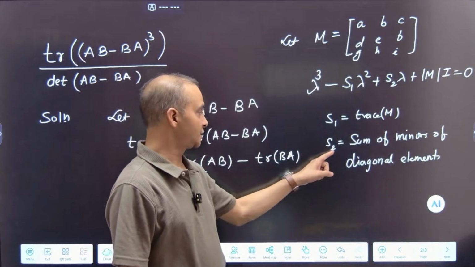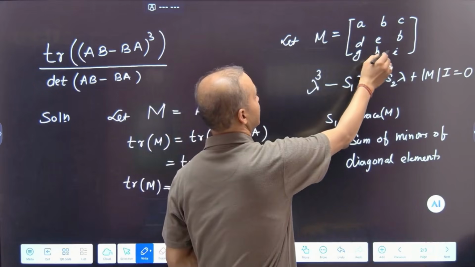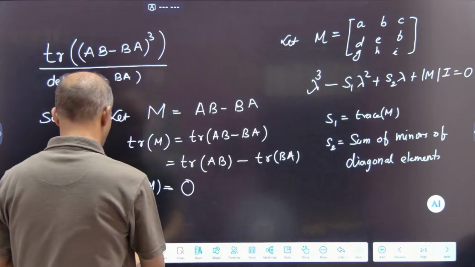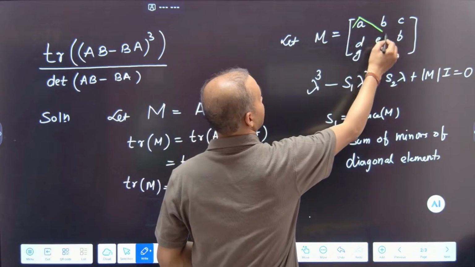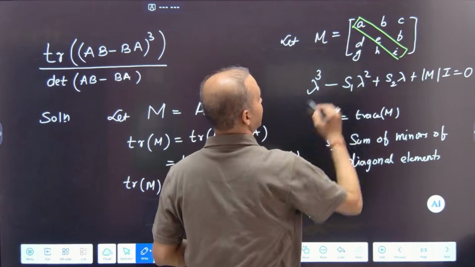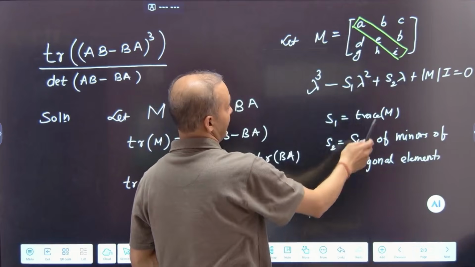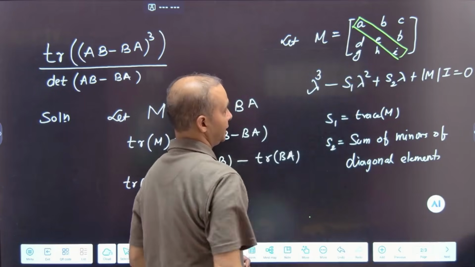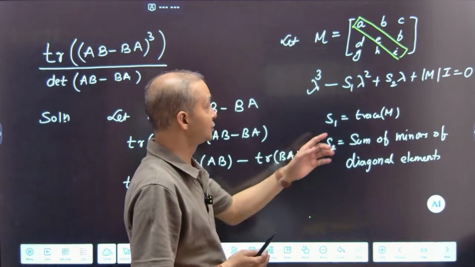So this is crucial. The S2 means the sum of minors of the diagonal elements. It means suppose you have diagonal elements A, E, and I here. Suppose I have these 3 elements A, E, and I, the diagonal elements. I have to find out the minor of A and the minor of E and the minor of I, and if you add them up algebraically, that will result in S2.